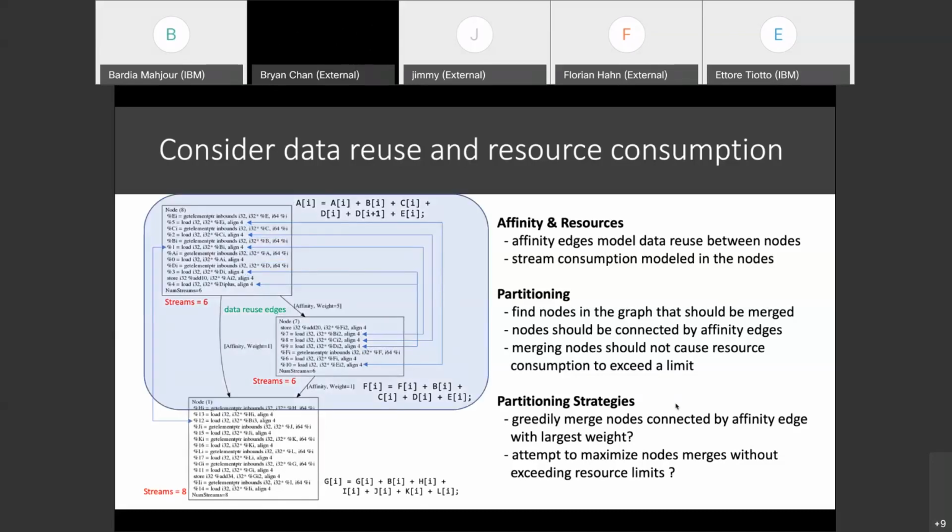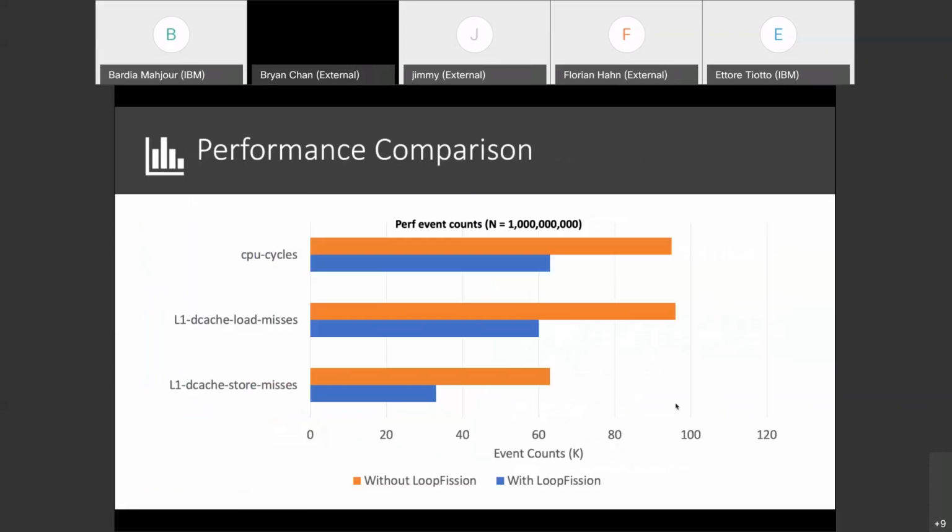Like I said, in this case, if we go greedily, we're going to merge those nodes. And if we did that, this is what happened. This is how we got the reduction of 35%. I don't remember exactly in CPU cycles. And also we know that the L1 data cache load misses are reduced, and the store misses are also reduced. Essentially, we are utilizing the memory subsystem of the target architecture more effectively because the hardware is able to track all the streams in the two loops.